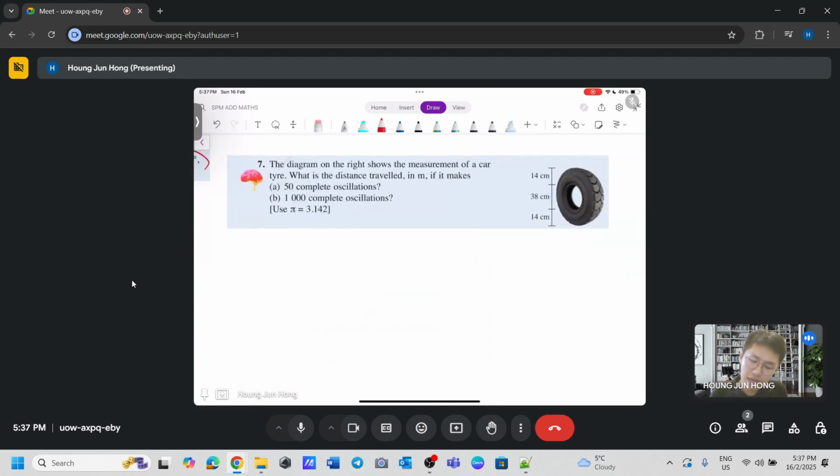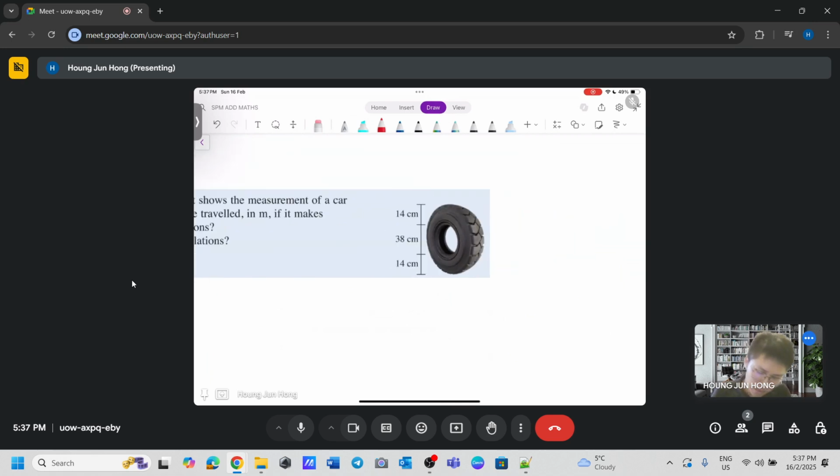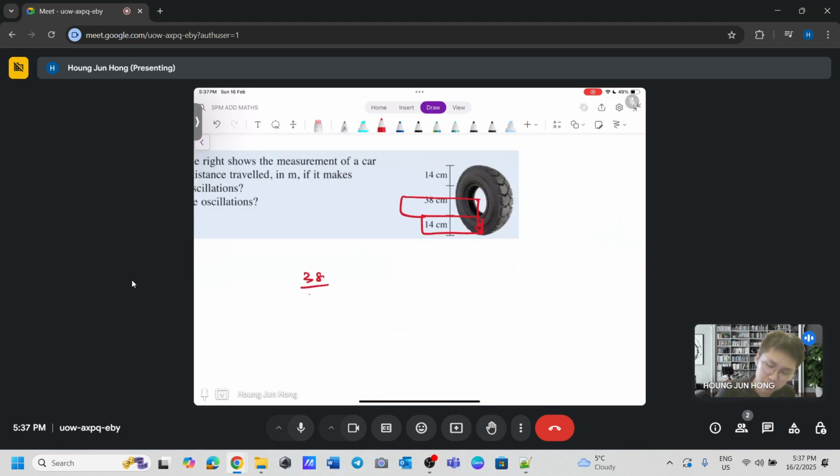A car tire. So what is the distance traveled if it makes... okay, so essentially you want to find out first, actually quite simple, just get the correct radius, then you just have to multiply by 50 and 1000. So what is the radius here? In the middle you go out, so this is 14 definitely. And what is this? This is half of 38. So 38 divided by 2 equals 19. 19 plus 14 equals 33. This is the radius of the tire.